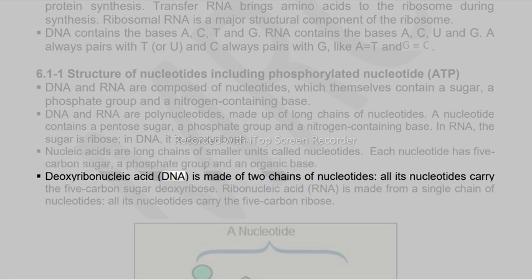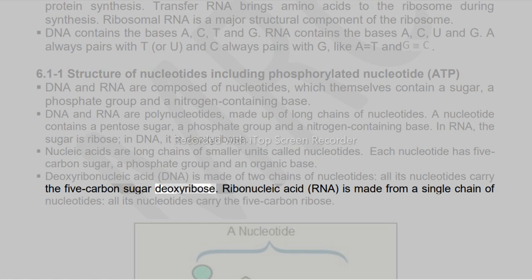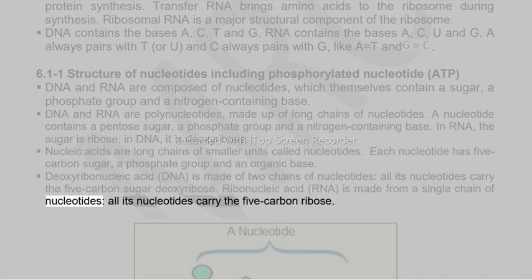Deoxyribonucleic acid, DNA, is made of 2 chains of nucleotides. All its nucleotides carry the 5-carbon sugar deoxyribose. Ribonucleic acid, RNA, is made from a single chain of nucleotides. All its nucleotides carry the 5-carbon sugar ribose.